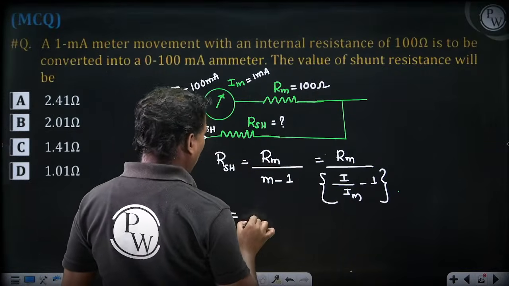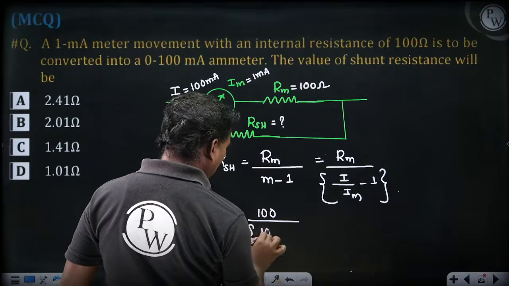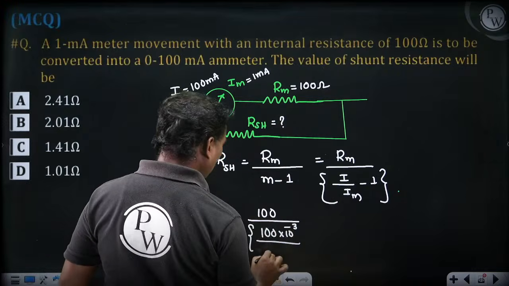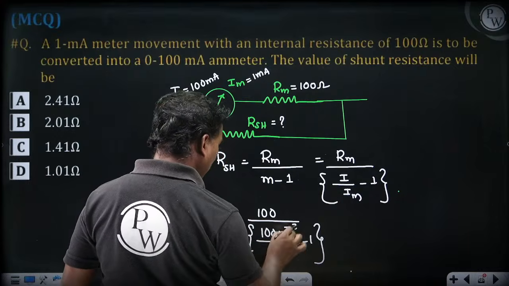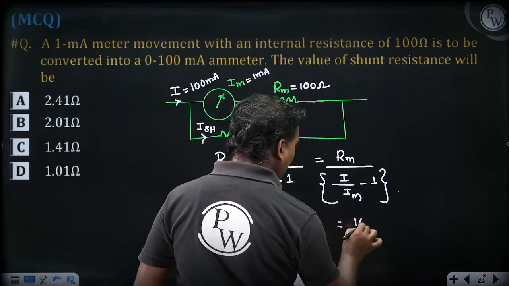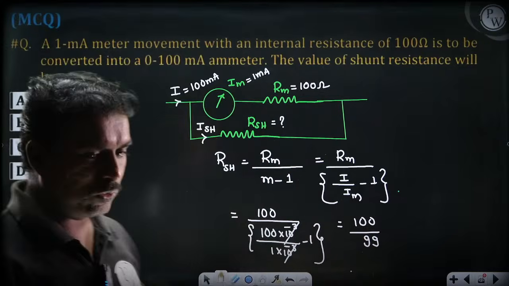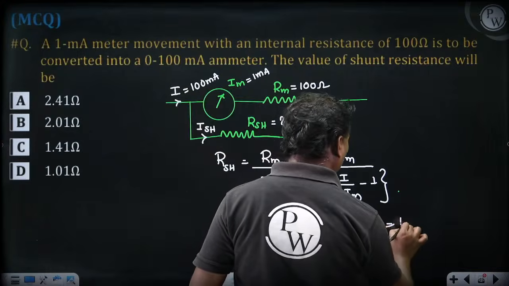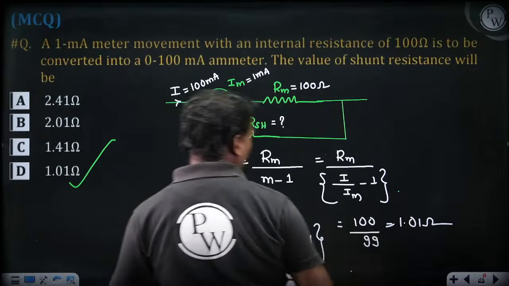What should be the shunt resistance? Rm is equal to 100 divided by m, where I is 100 milliamperes, that is 100 into 10 power minus 3, divided by Im is 1 milliampere, 1 into 10 power minus 3, minus 1. So 10 power minus 3 gets cancelled. So 100 by 99, that is 1.01. The right answer is 1.01. Don't miss this type of formula based questions.